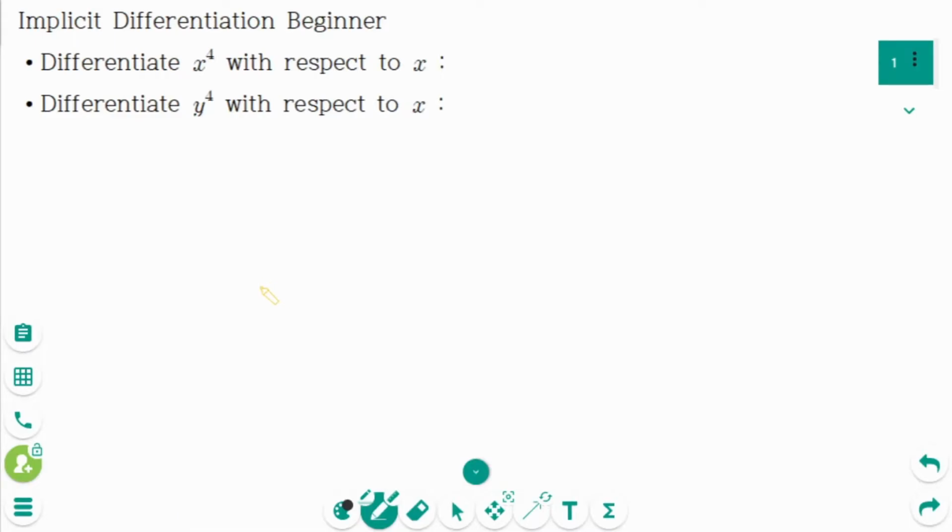This video will cover beginner questions regarding the topic of implicit differentiation. The first one, d/dx of x to the power of 4 equals 4x cubed. d/dx of y to the power of 4 equals 4y cubed times dy/dx, or we can rewrite as 4y cubed times y prime.